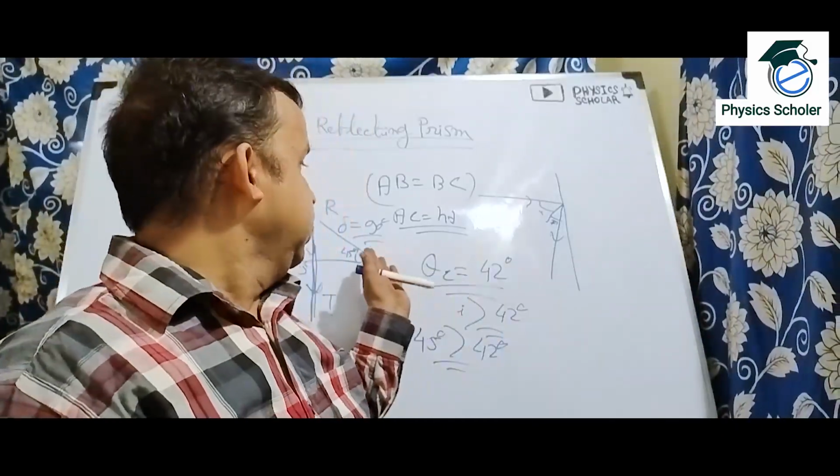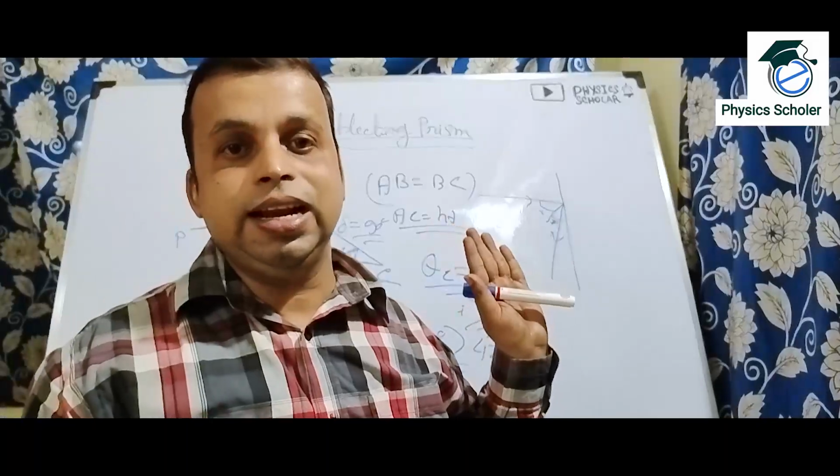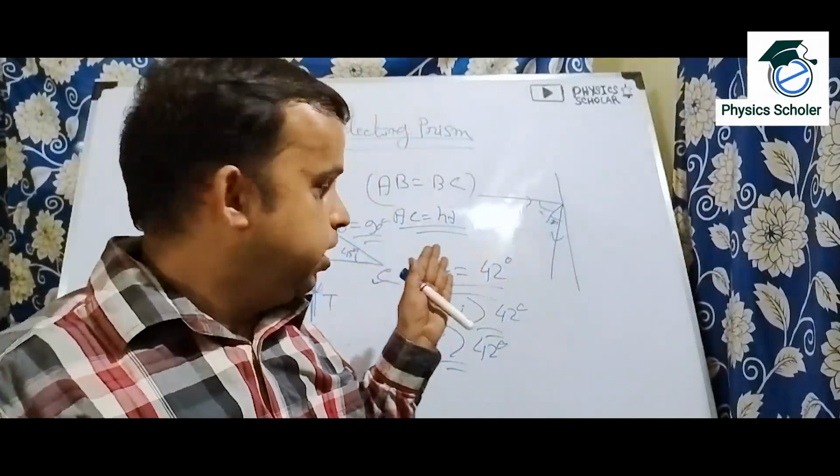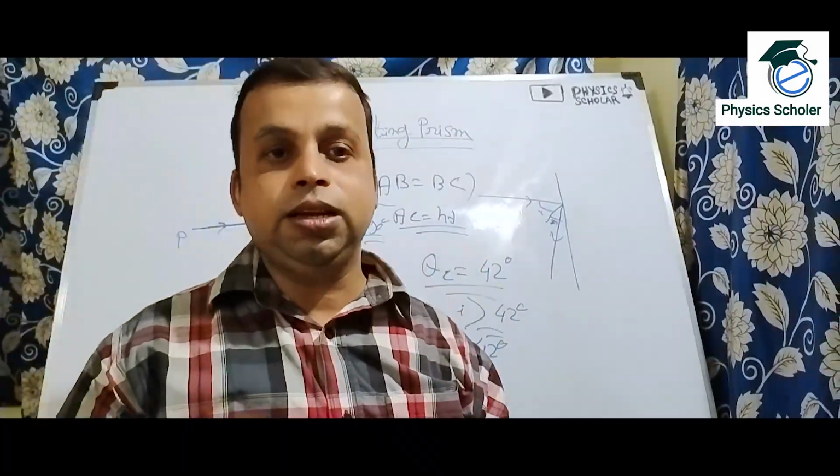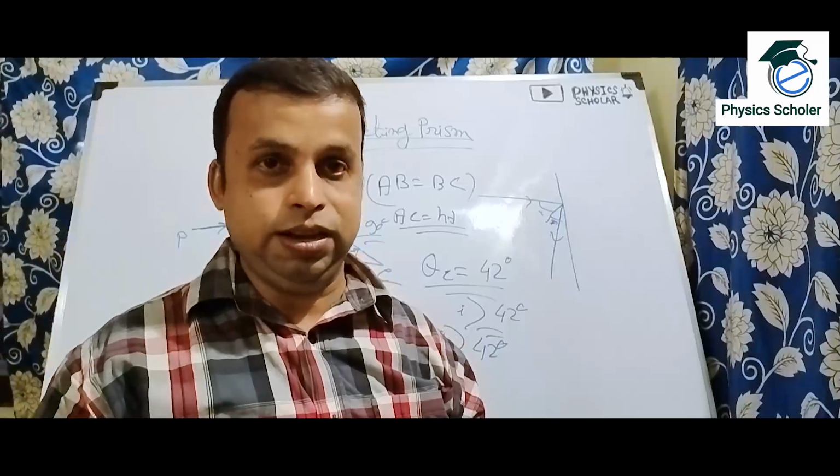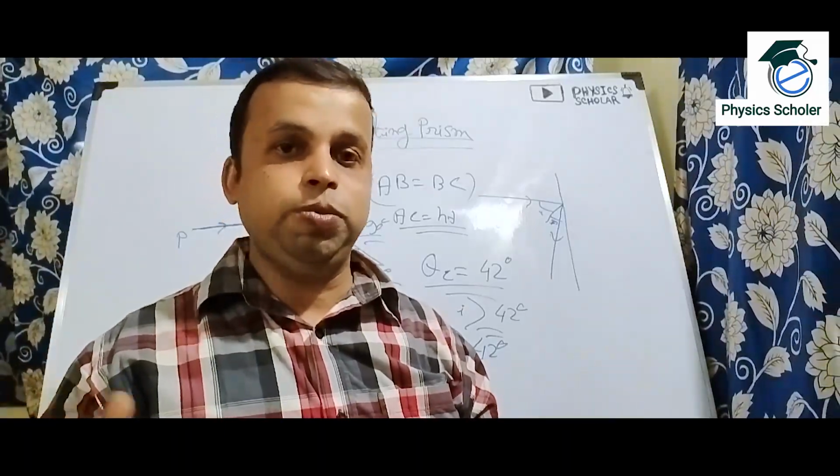Here only one image will be formed and it will be clear and prominent. So this is the advantage. And what is the disadvantage? It is a little bit costly than the plane mirror. So obviously the cost of the instrument will be high.